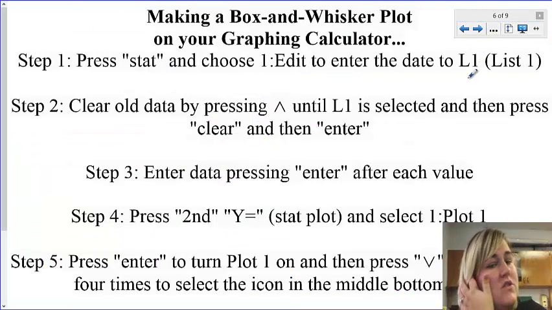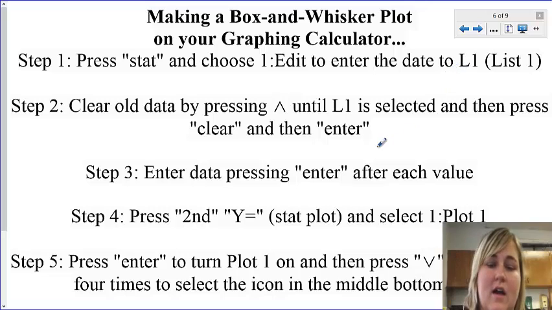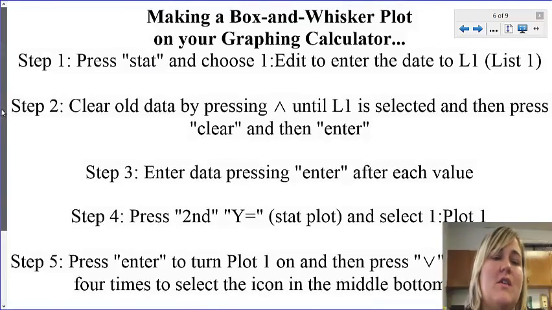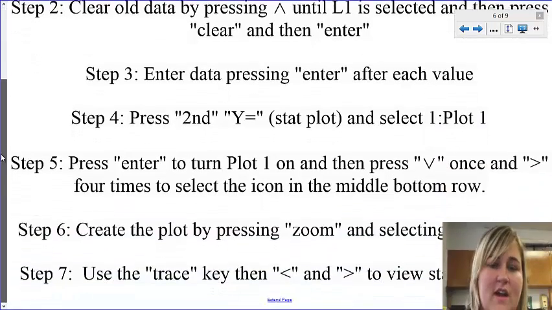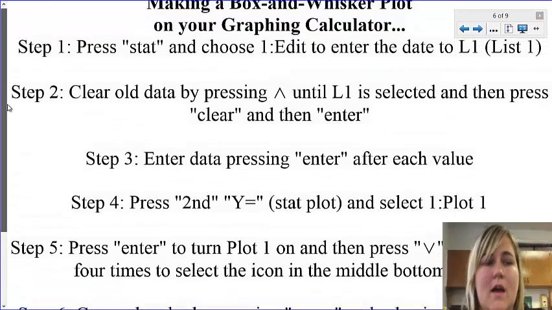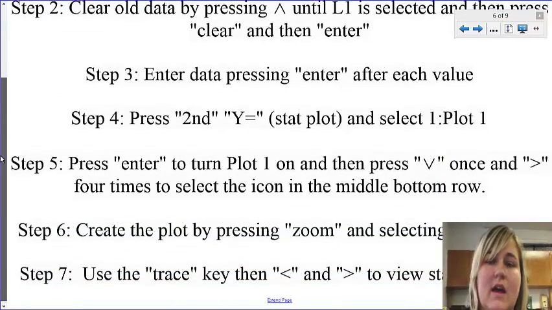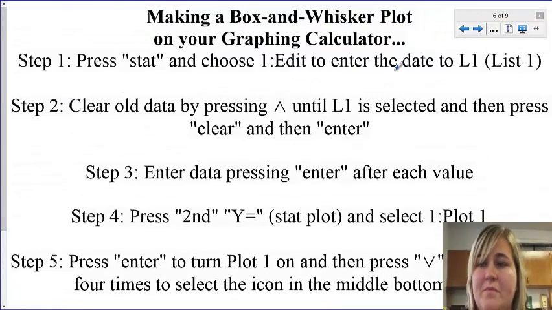Alright, so this is how to do it on your calculator, and it's not imperative that you know how to do this, but it is kind of nice to see what your calculator can do. And if you do not have a calculator that is a graphing calculator, it won't do it. But if you would please remind me that this is part of today's assignment, and I will teach you how to do it at the beginning of class tomorrow.